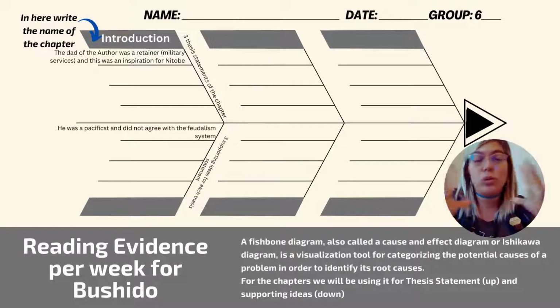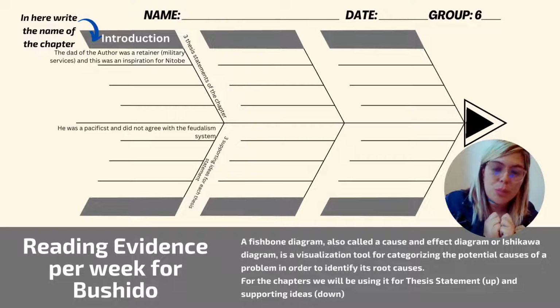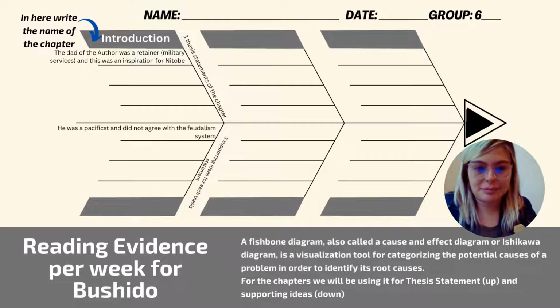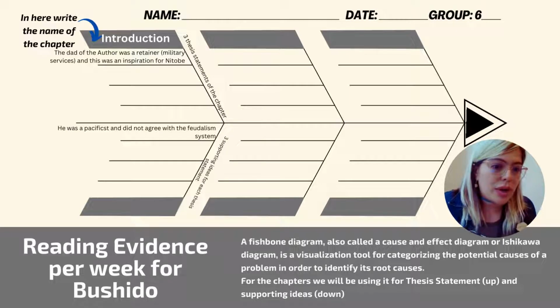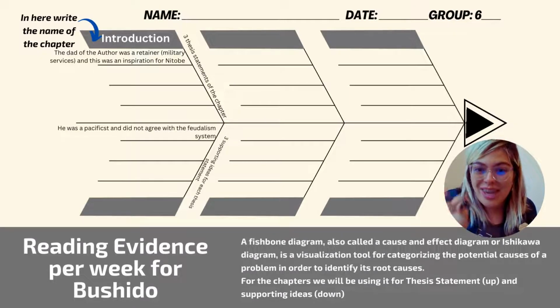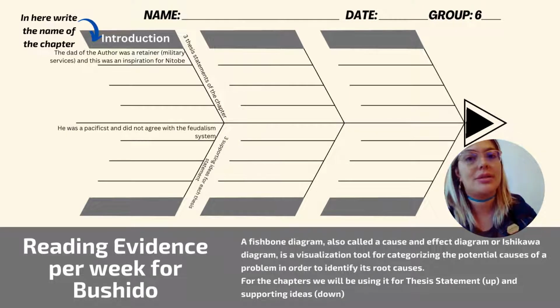The thesis is my most important idea. And how do I support that? With the supporting idea, okay? Every single time you finish a chapter, just remember the most important ideas. You can make notes, bullet notes, but I'm going to check in this format your evidence.